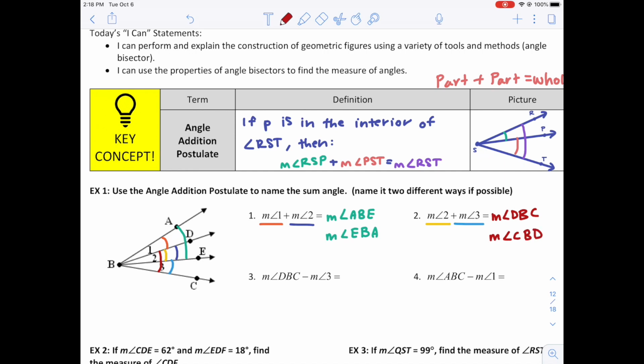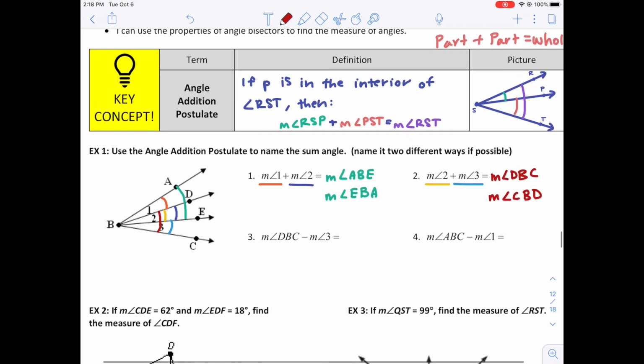The reason I'm using the little m to show that it's the measurement of an angle is because I'm dealing with an equal sign, and also I'm already given that notation at the first part of the problem, so I want to keep it consistent. We're also talking about angle measures.